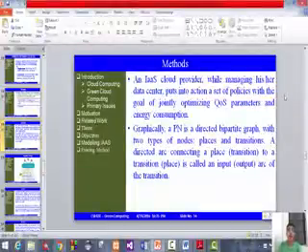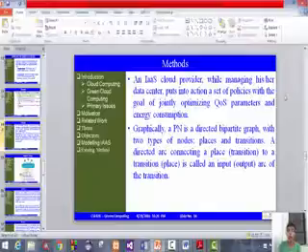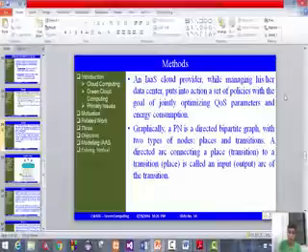An IaaS, infrastructure as a service, cloud provider, while managing his or her data center, puts into action a set of policies with the goal of jointly optimizing the quality of service parameters and energy consumption. Graphically, a Petri net is a directed bipartite graph with two types of nodes, places and transitions. A directed arc connecting a place to a transition, or a transition to a place, is called an input or output arc of the transition.